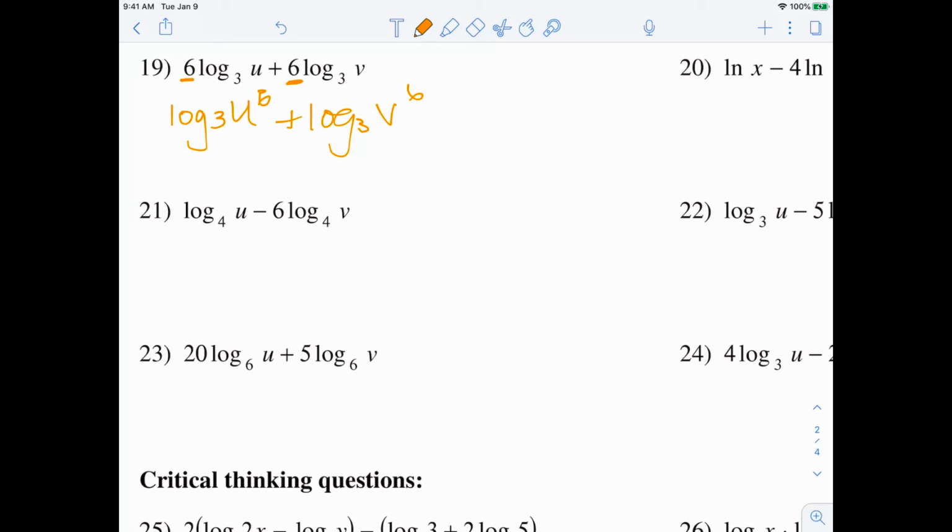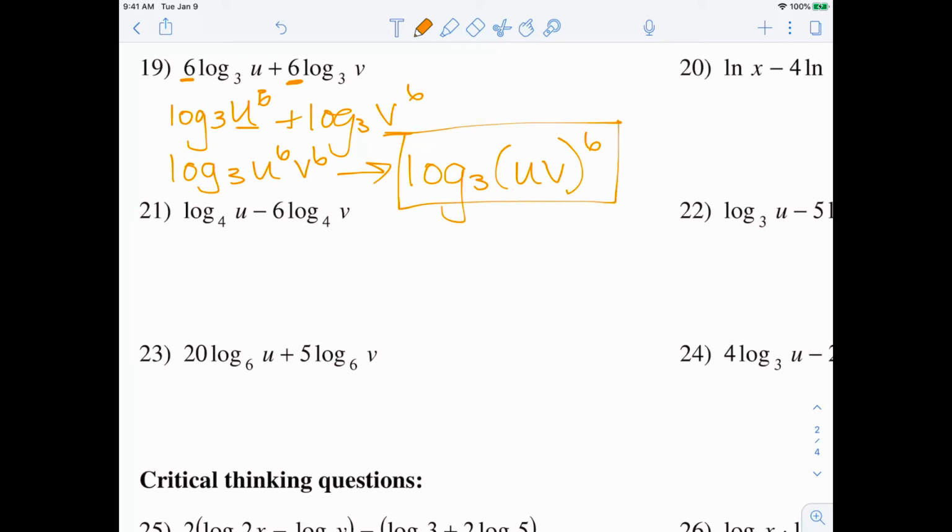Then because I am adding, I will multiply u to the 6th by v to the 6th and end up with log base 3 of u to the 6th, v to the 6th. Because they're both raised to the same exponent, I can take it one step further and write it as log base 3 of (uv) to the 6th power. And then that is my final answer.